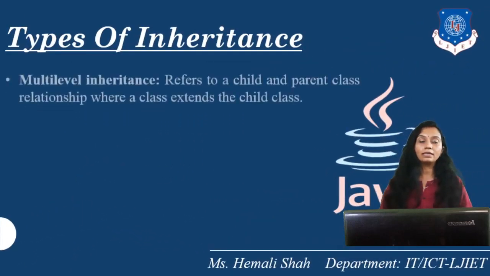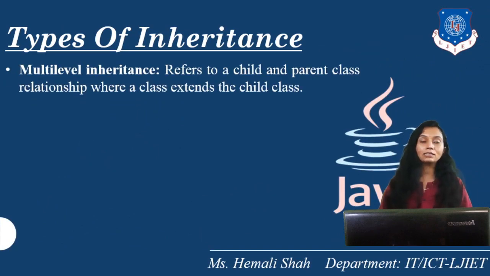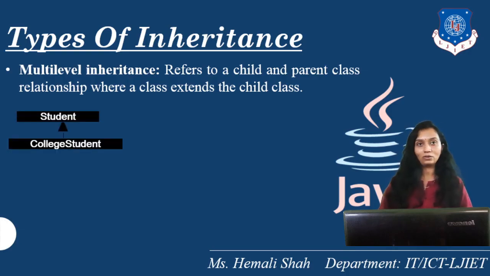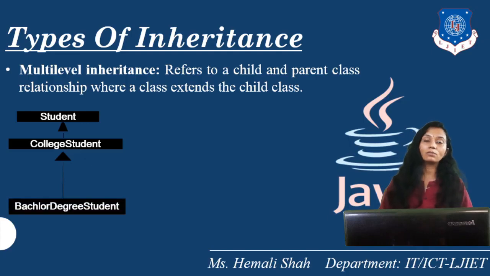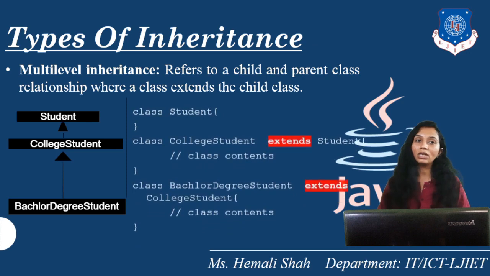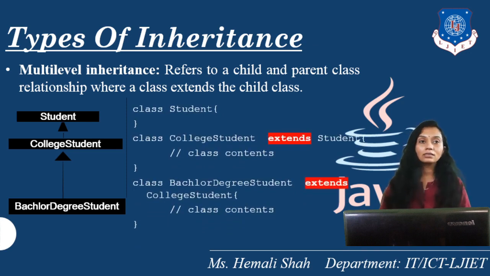Now the second type of inheritance is multi-level inheritance. It refers to a child and parent class relationship where a class extends the child class also. So here this is the single inheritance, and I'm going to create one more class from the child class, which is bachelor degree student. So this is the class which I am going to create from the child class, and your syntax will look like this. In the third class, we again extend the college student class.